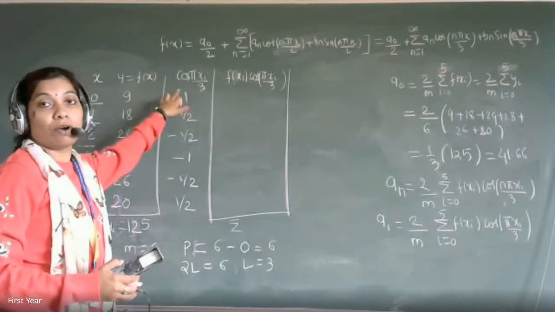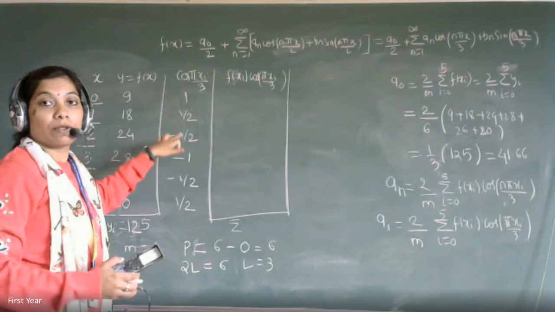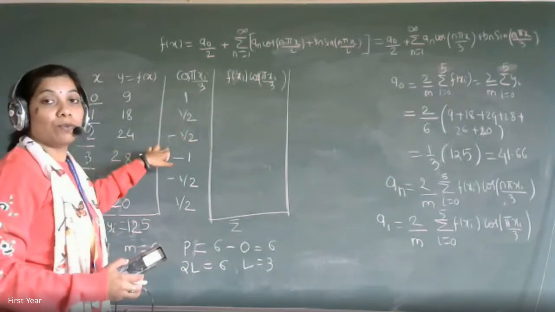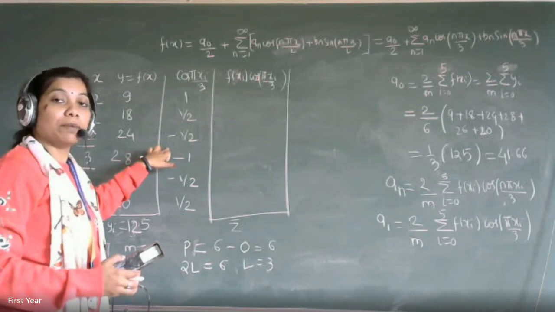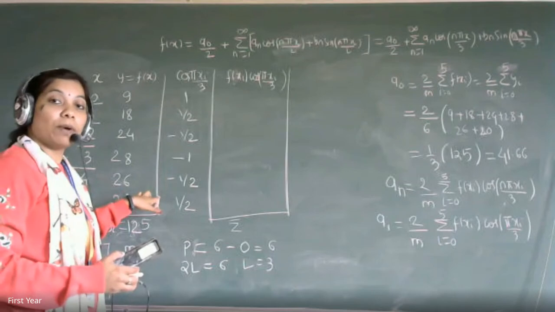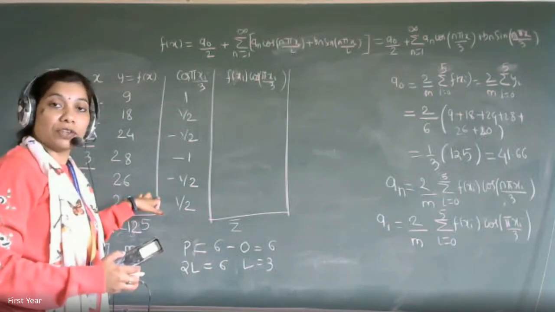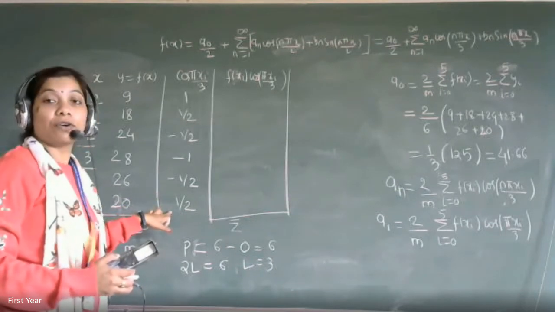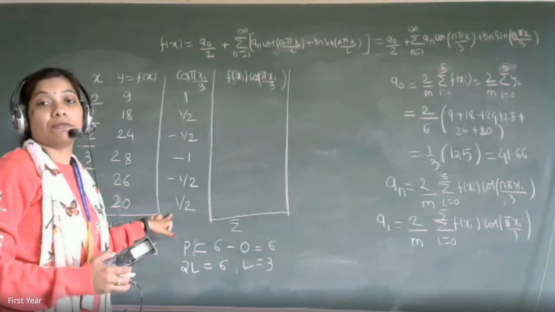Have you got it? Cos 0 is 1. Then cos 60 is half. Cos 120 is in the second quadrant, a multiple of 60, so minus half. Cos pi is minus 1. Cos 4 pi by 3 is in the third quadrant, a multiple of 60, where cos is negative, so minus half. And in the fourth quadrant cos is positive, so again plus half.